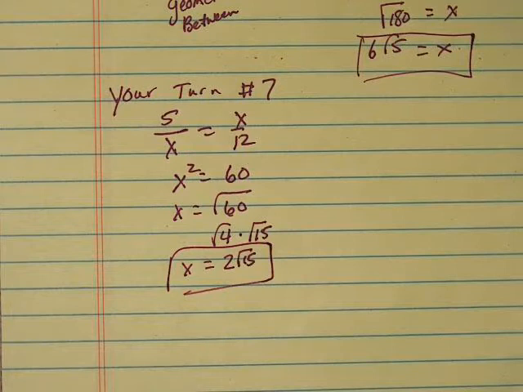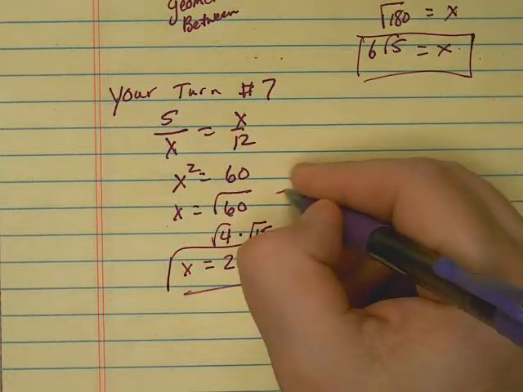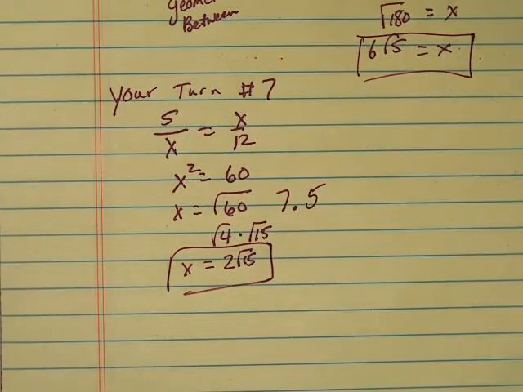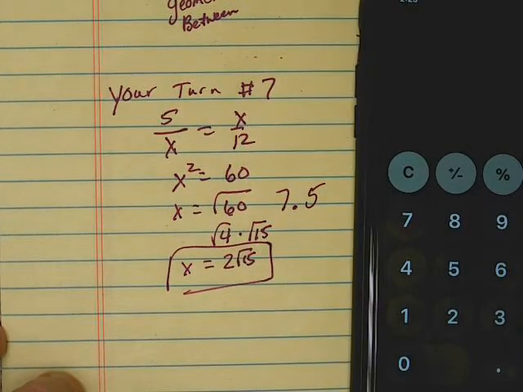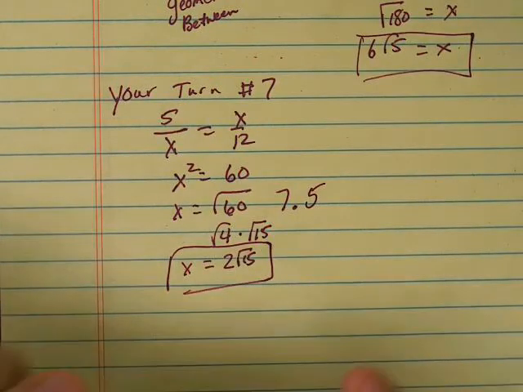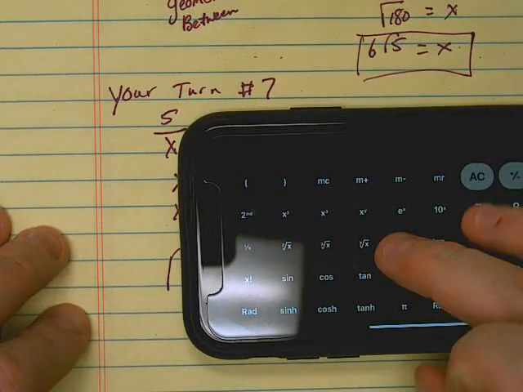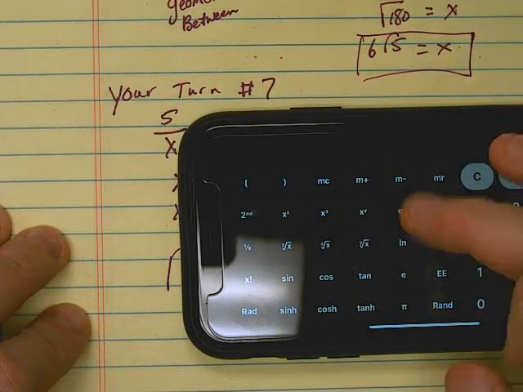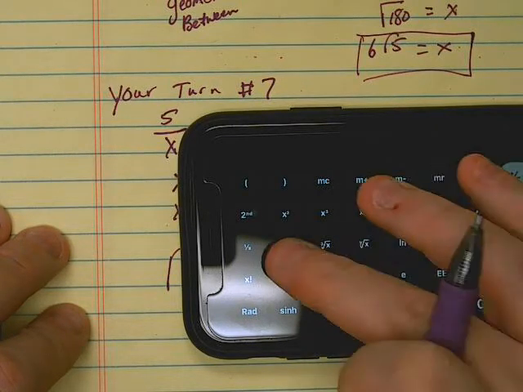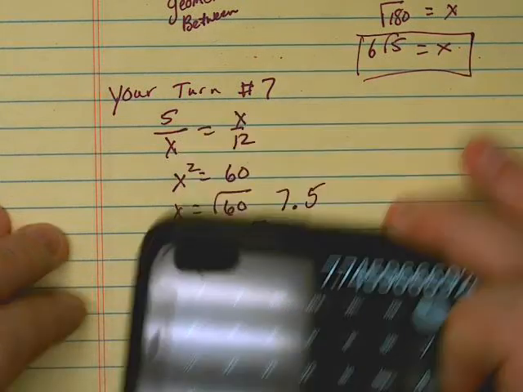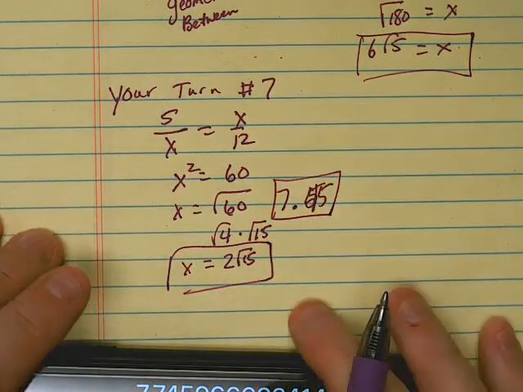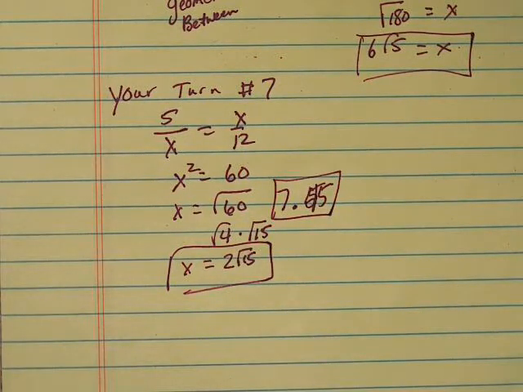Again, if we do a decimal, the square root of 60 is in between what? 7 squared is 49, 8 squared is 64, so between about 7.5. Let's take a look on the calculator. If we go here and we want to take the square root, clear, we want the square root of 60. That's 7.745 approximately. That's the geometric mean between 5 and 12.